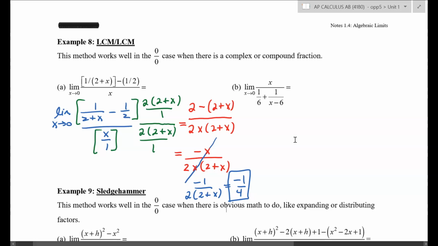One quick thing before you mess this up. This x on top, how can I rewrite that? X over 1, right? So my denominators are what? 1, 6, and x minus 6. Okay?